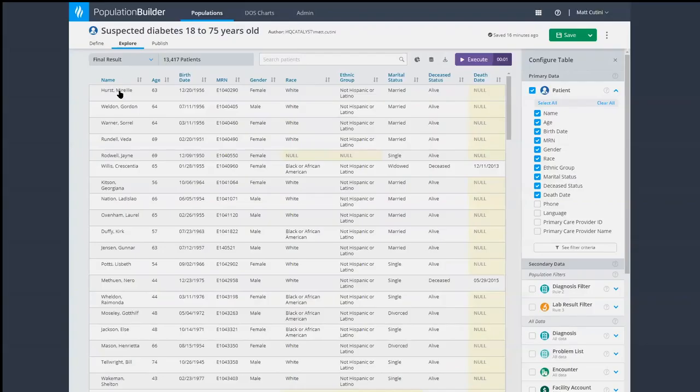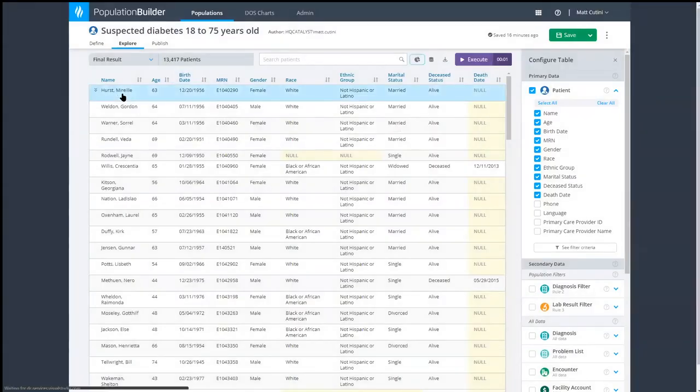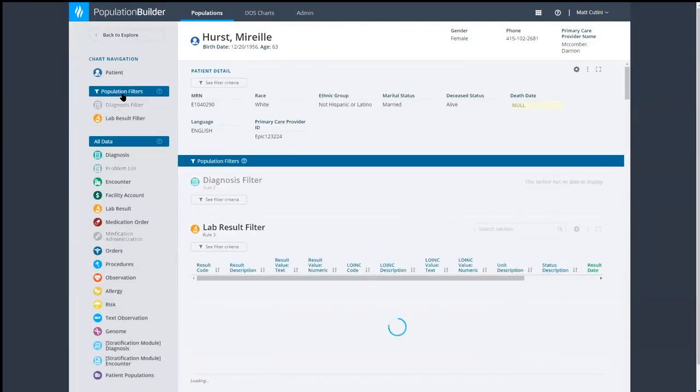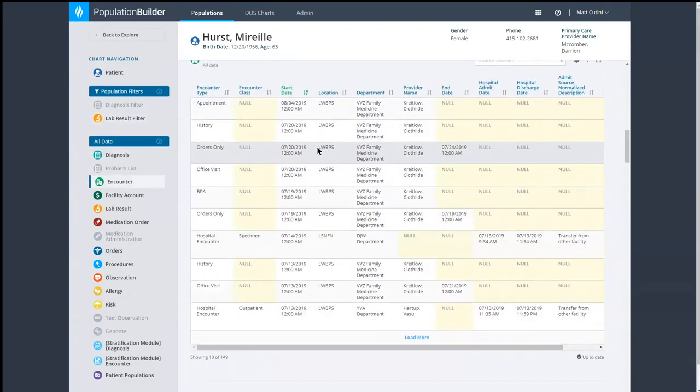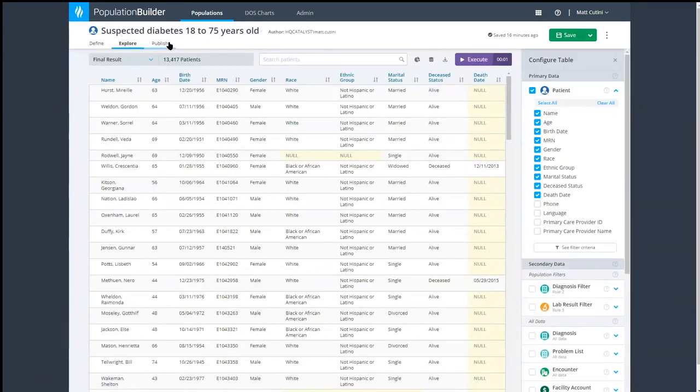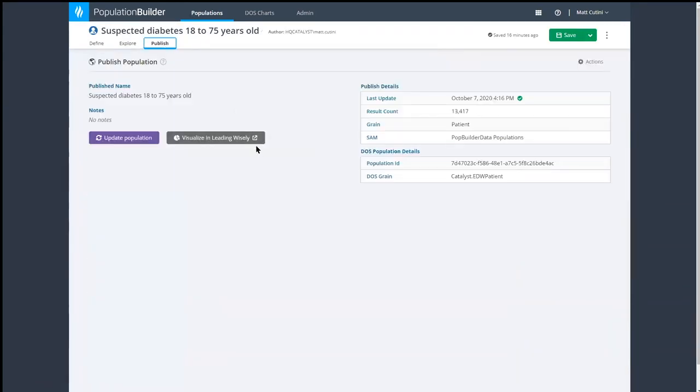Now, what we also really think is powerful in this tool is the DOS chart. So just by clicking on one of these patients, what I can see is all of the information in the data operating system, information on demographics and labs and diagnoses and encounters, all right here. So I don't have to go and hunt around in the EMR to try to find this. The other thing too that's really great about this is that you can interact with the population you just created inside of Leading Wisely. So I can hit this button and it'll launch me into that tool to do more sophisticated visualization building.